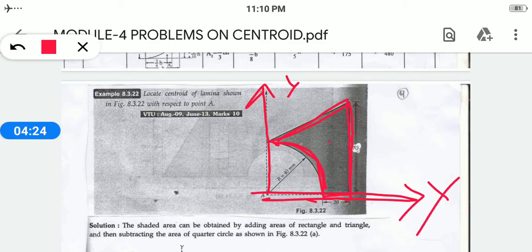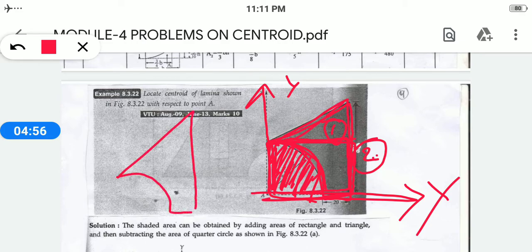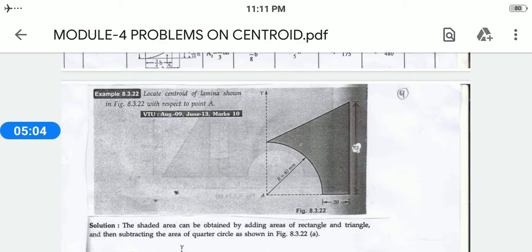Now you can divide it into three types of components. This will be one triangle, right? And the whole thing will be a rectangle, that is 2. When you subtract the quadrant circle from this rectangle, you will get the remaining shape. You need to find out in which way you can analyze this diagram. This is the only difficulty in this question.